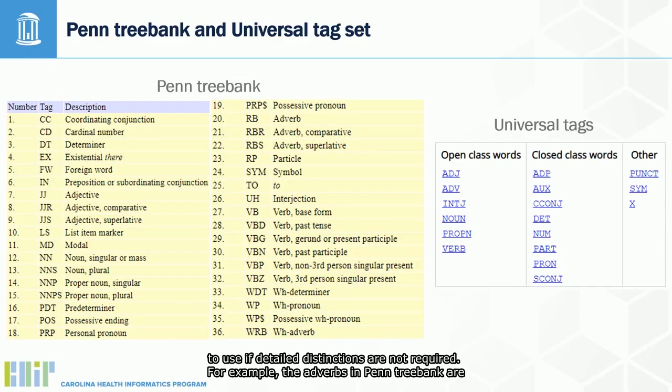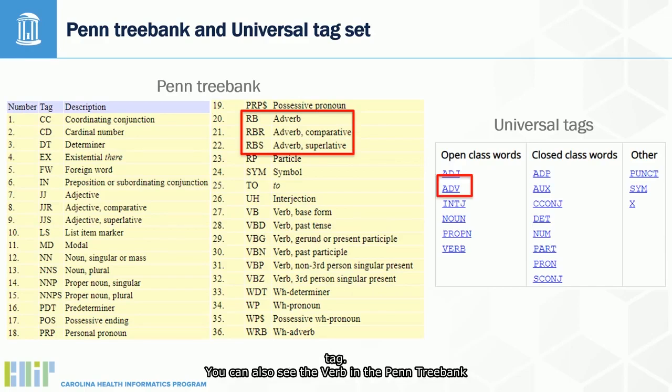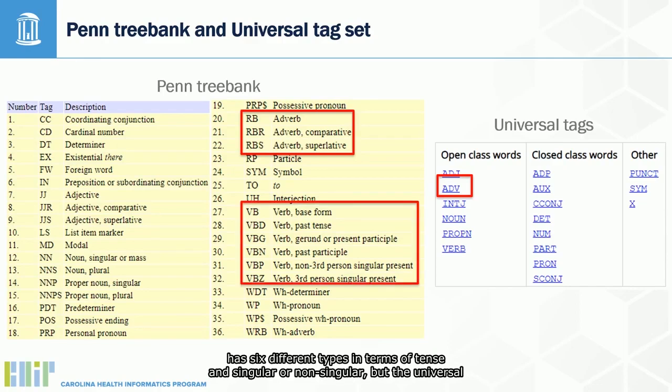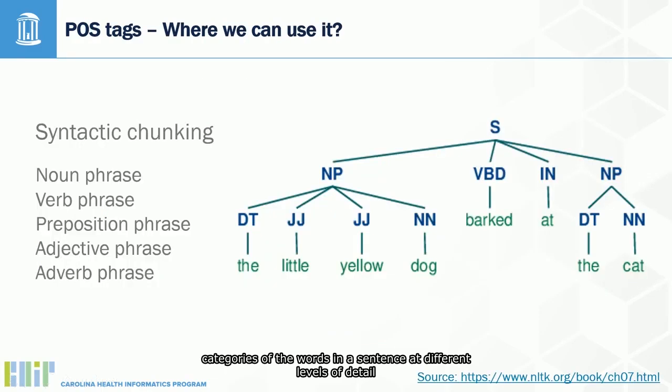For example, the adverbs in the Penn Treebank are classified into 3 different types, whereas the universal set only has one. You can also see the verb in the Penn Treebank has 6 different types in terms of tense and singular or non-singular, but the universal set only has one. These tag sets try to identify the basic lexical categories of the words in a sentence at different levels of detail. POS tagging can help us do many things.